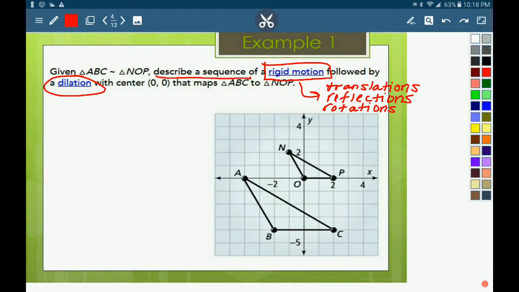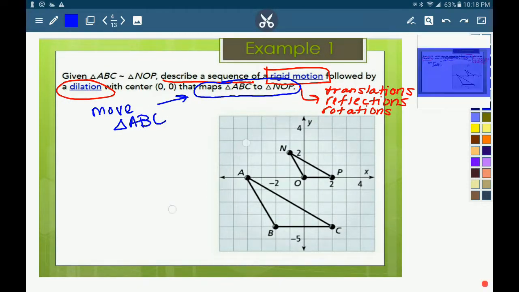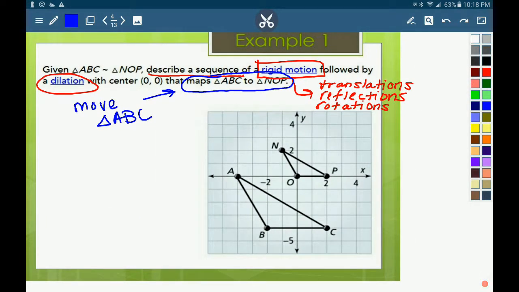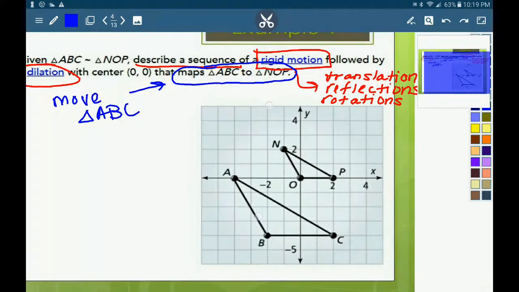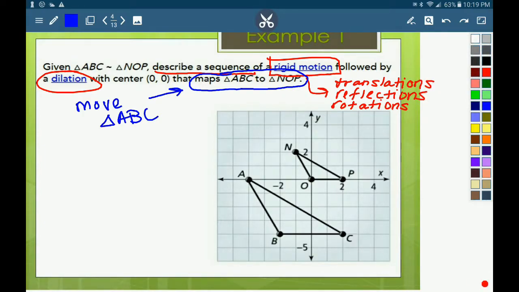Now, the last part of these instructions is that it maps triangle ABC to triangle NOP. That means we're going to be moving triangle ABC. We have to make sure we understand that, because if you move NOP, the series of movements might be different. It might be backwards, or it might be completely different altogether. So we're going to move ABC to sit on top of NOP.